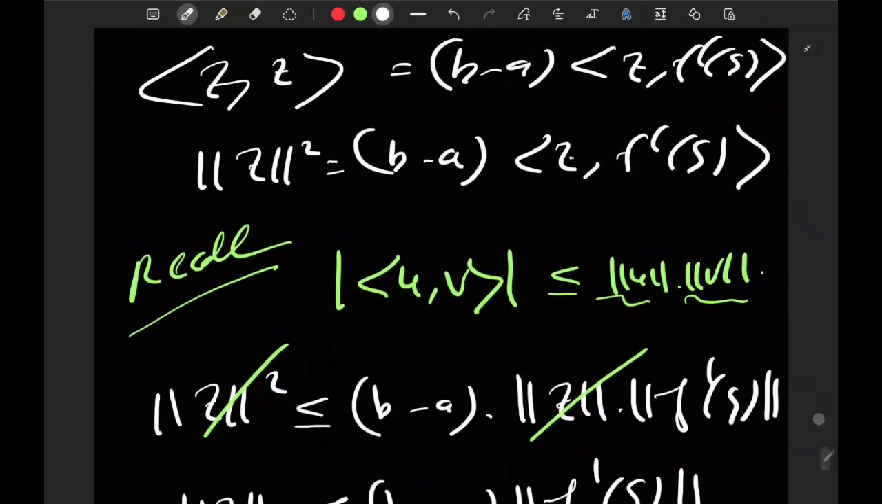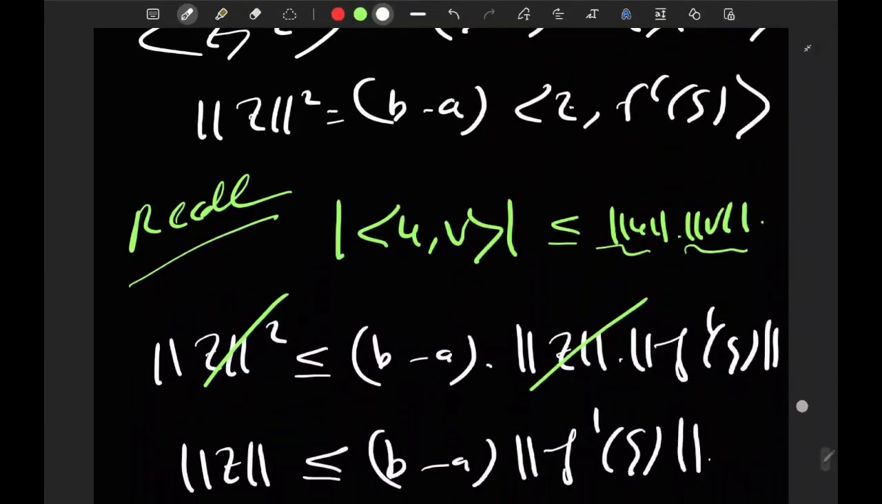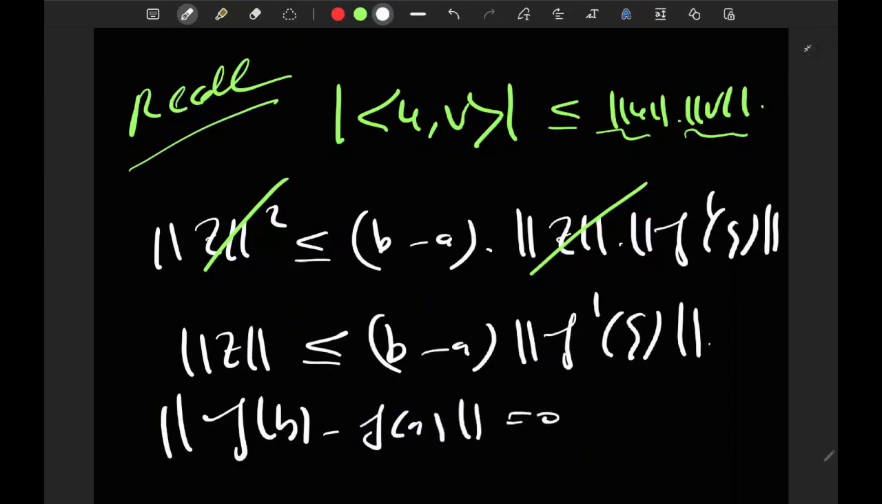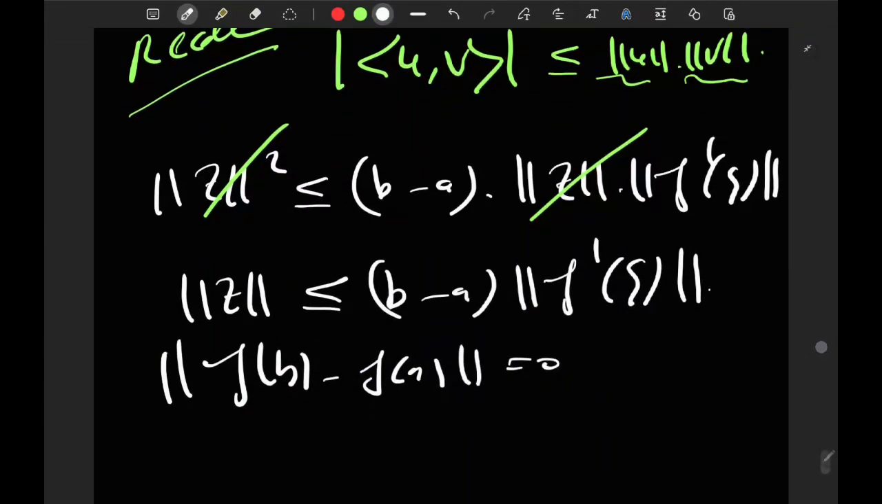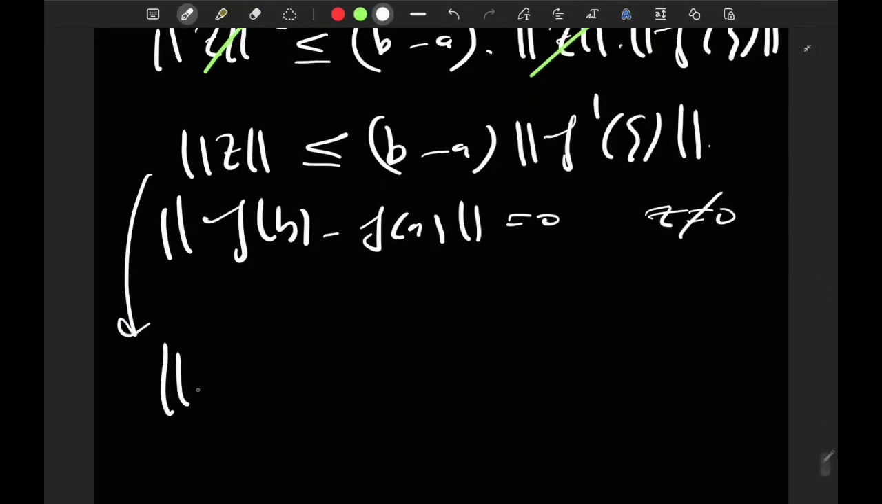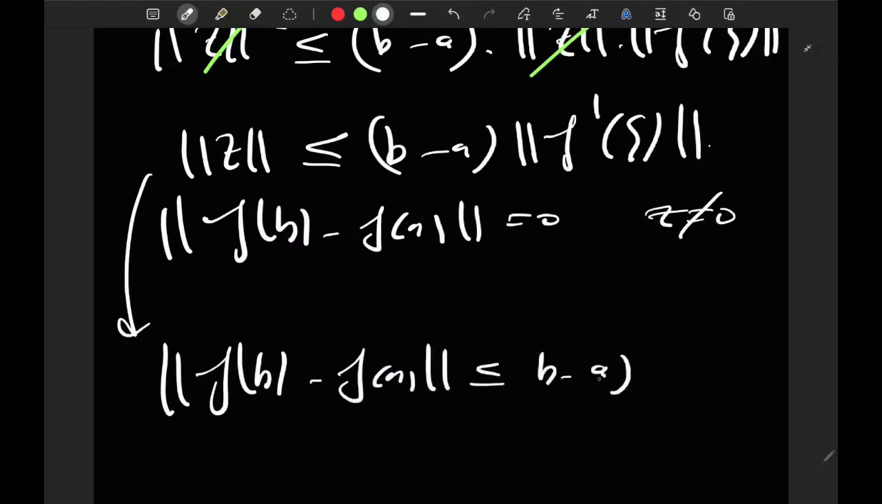Of course, if norm z is already equal to 0, there's nothing to prove. If norm z is equal to 0, we're saying norm f of b minus f of a is equal to 0, and that's already less than or equal to whatever non-negative quantity you want. So we consider z not equal to 0, which is why I divided by norm z on both sides. And what does the last thing we got tell us? This norm of f of b minus f of a is less than or equal to b minus a times the norm of f prime of psi, and you are done.